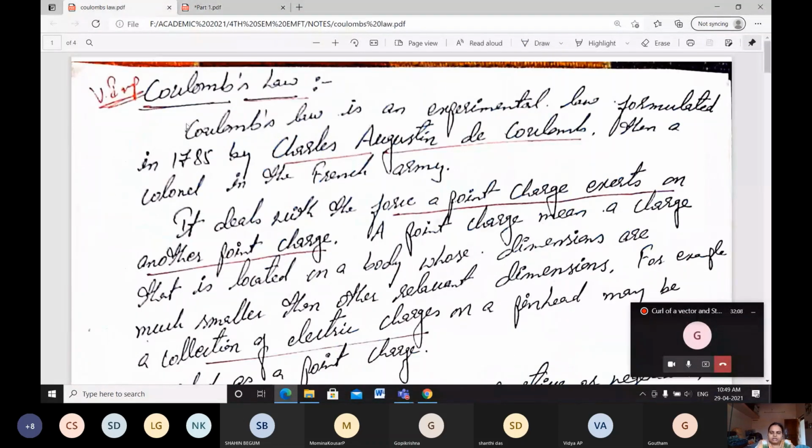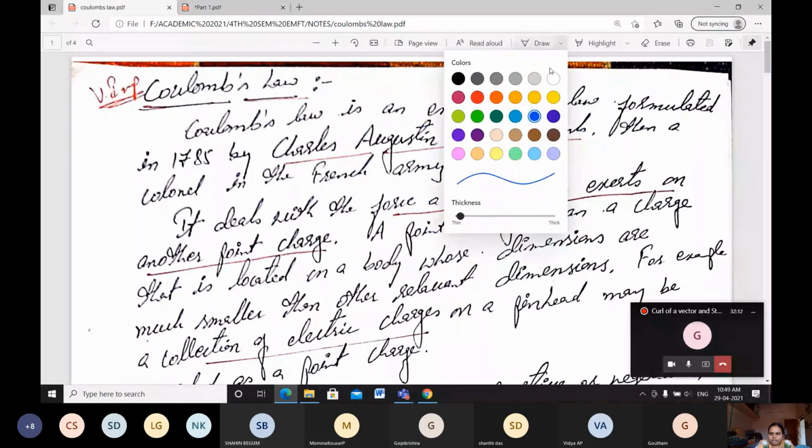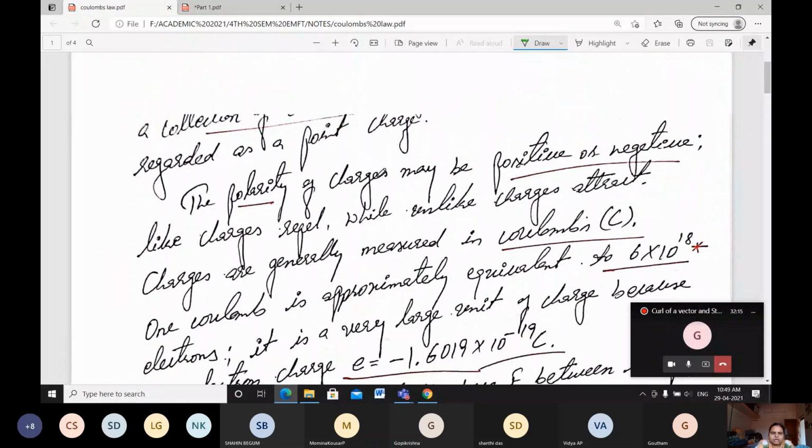Next, a very important topic, that is about our Coulomb's law.